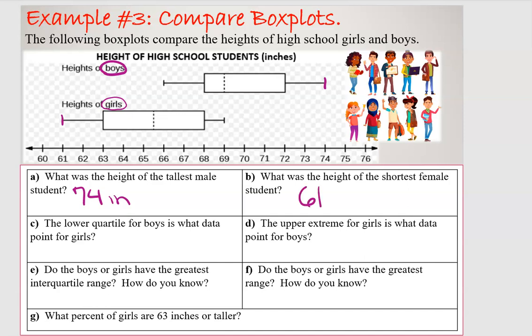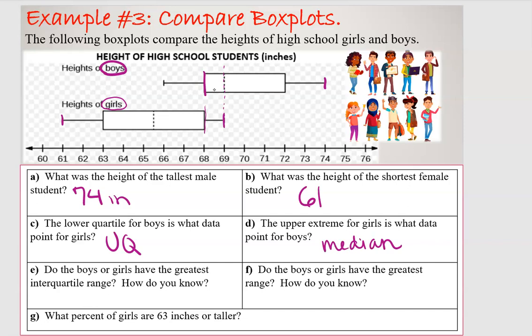The lower quartile for the boys is what data point for the girls? So here we have our lower quartile for the boys. What data point does that line up with on the box and whisker plot for the girls? Well, we can see that it's lining up with the upper quartile of the girls. The upper extreme for the girls is what data point for the boys? Well, here's our maximum for the girls, and that's lining up directly with the median of the boys.